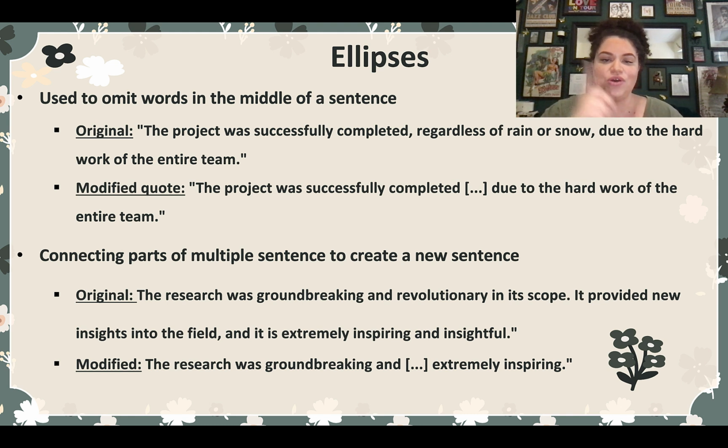So again, you have to add the brackets to indicate to your reader that you added the ellipses, not the author of the original source. And you have to make sure you're preserving the original meaning of the quote inside the original source.